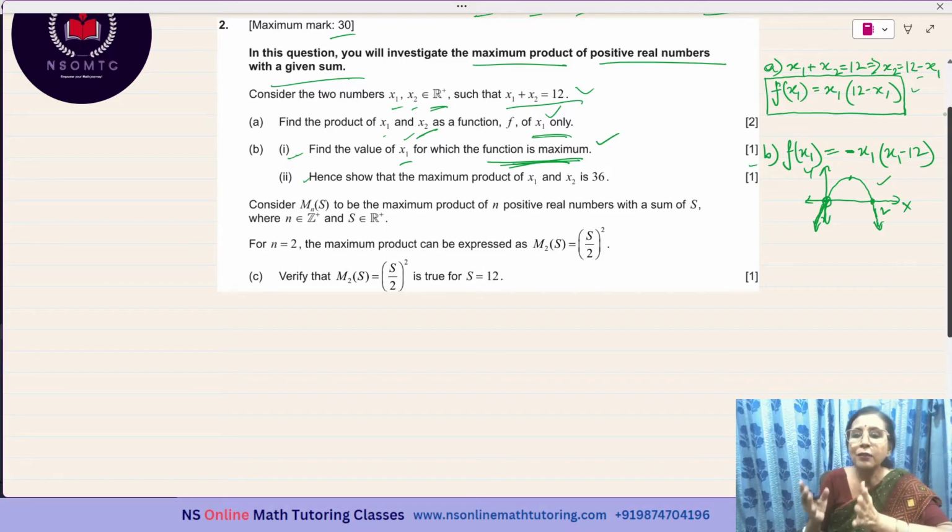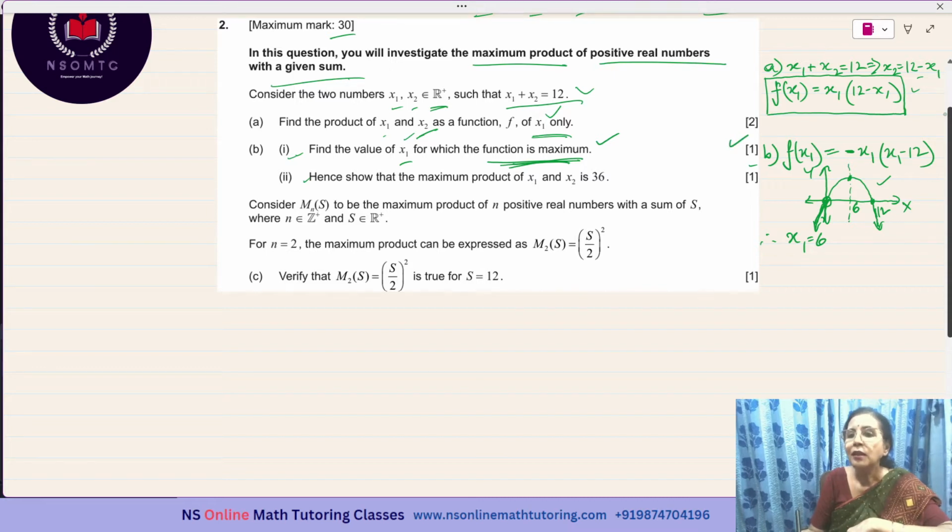So for which x1 value will the function value be maximum? See, one of the zeros is 0. Another one is 12. So the line of symmetry will be passing through the x value 6. So therefore, x1 is equal to 6. It is just containing a single mark.